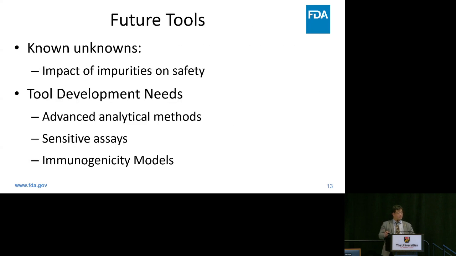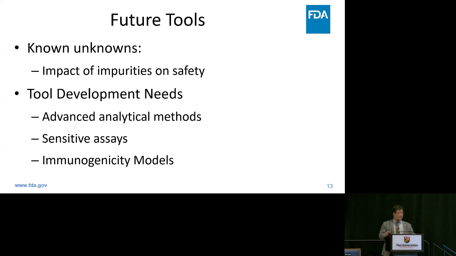There are future tools. We have known unknowns. For example, what is the impact of impurities, or the variety of impurities, on safety? There are possibly unknown unknowns, but we'll let you know what those are once we know them. That's a joke. No one's laughing. Okay.